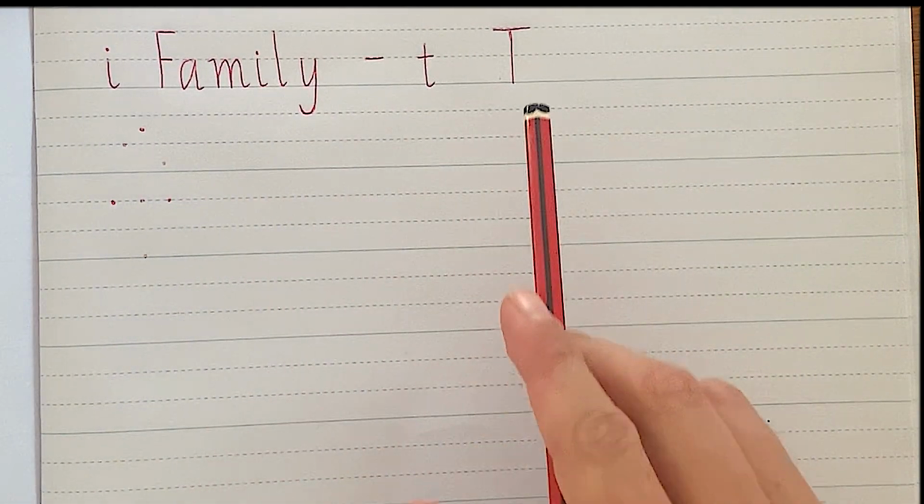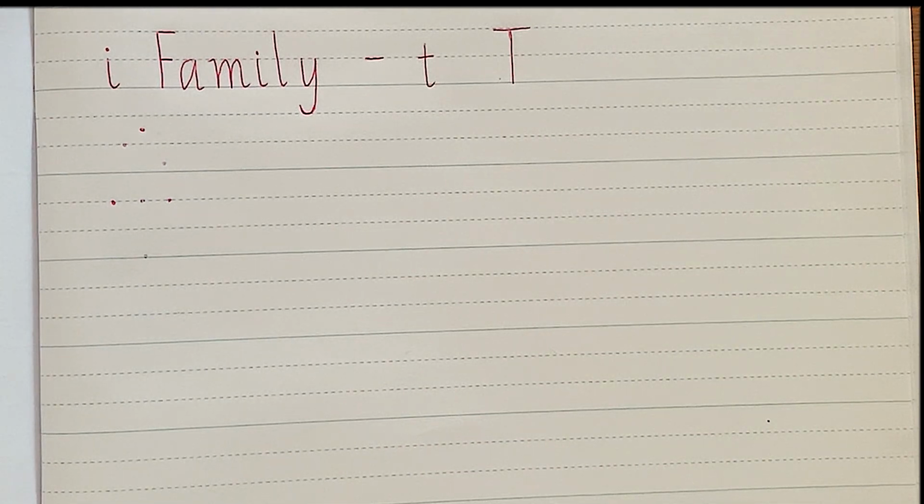This time looking at the T, both lower and uppercase. So with the T, it moves in a similar fashion to the I. That's why it's known as an I family letter. Okay, so we're going to do lowercase first to show you how that one looks.